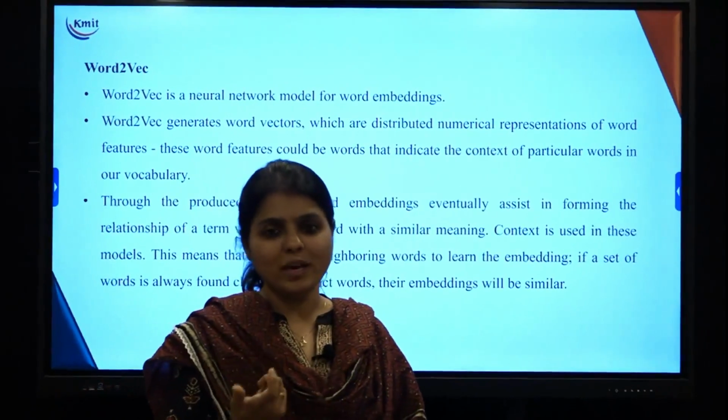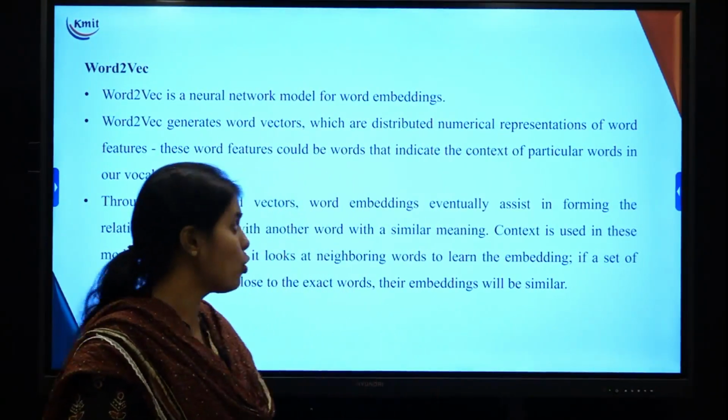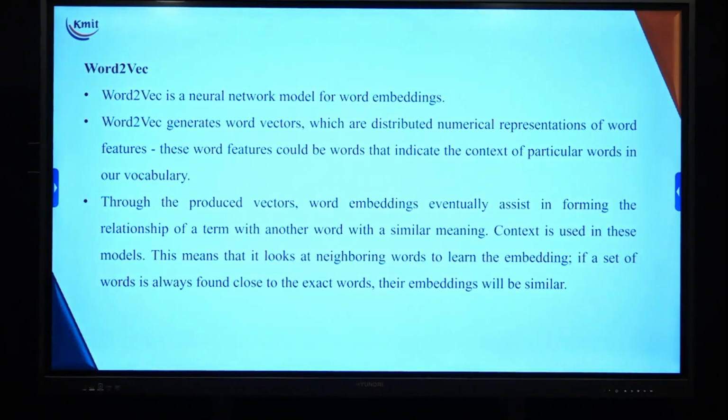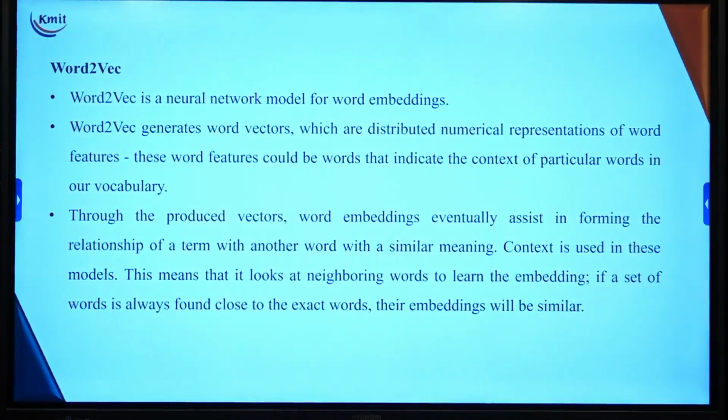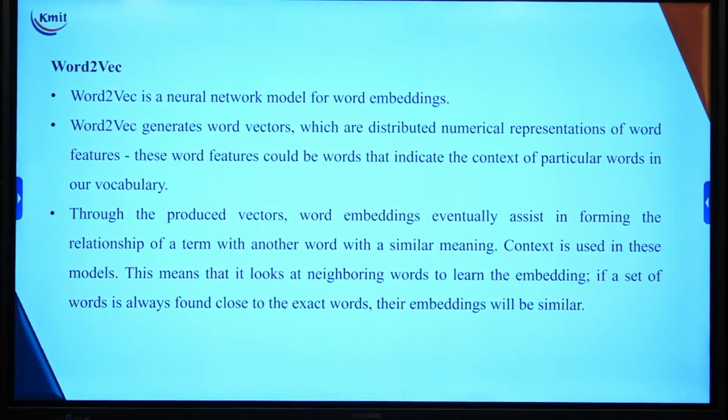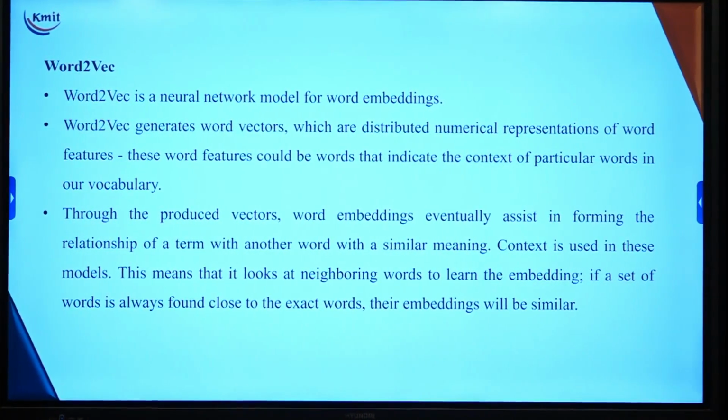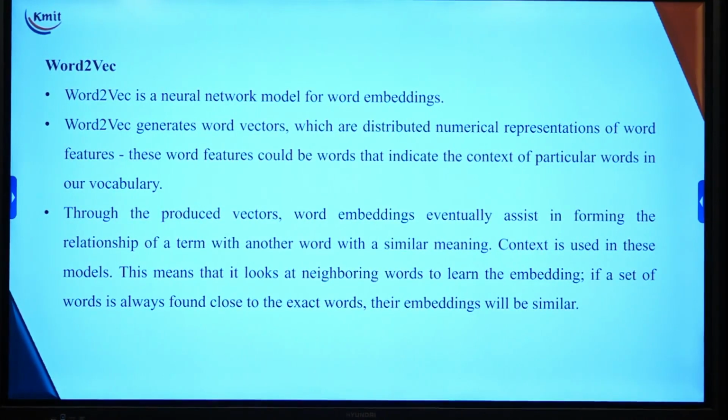Word2vec is the short form that we use. Here, word2vec is a neural network model for word embeddings. Here we generate word vectors. When I talk about word vectors, they are numerical representations of word features. Through the word vectors that are produced by the word2vec algorithm, these word embeddings actually assist in forming the relationship of a term with another word with a similar meaning.